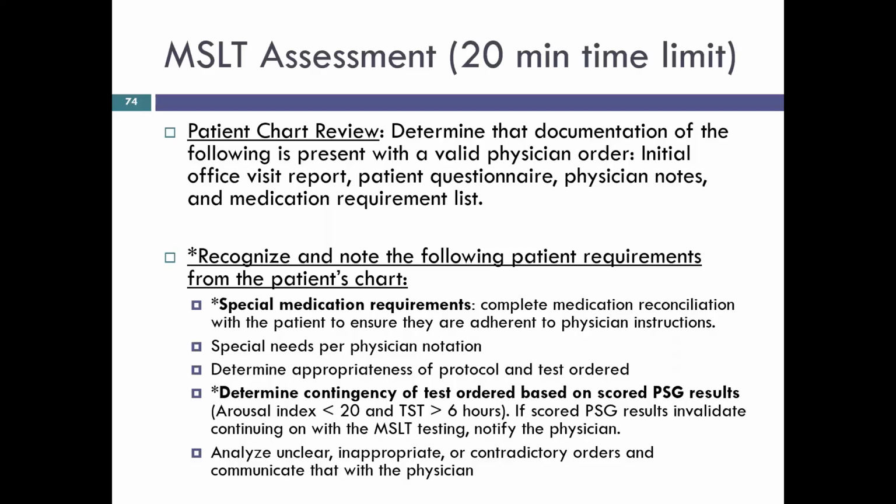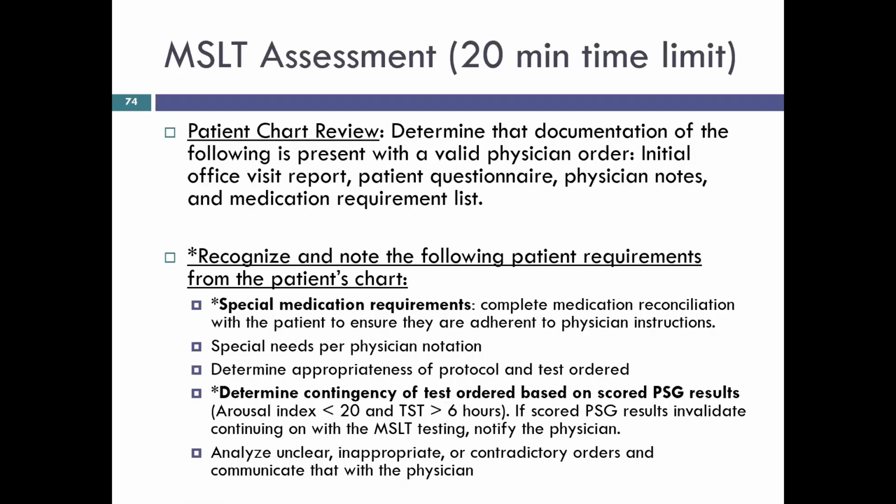You're going to look at the patient's PSG report. Oh, look at that, I'm incorporating PSG and TERP2 a little bit on this one. So again, you're going to keep building. You've got to look for the things that can invalidate moving forward with the MSLT, which would be a total sleep time of less than 6 hours or an arousal index of more than 20. If those are present, you need to call the physician to determine whether or not they want to proceed with the test.